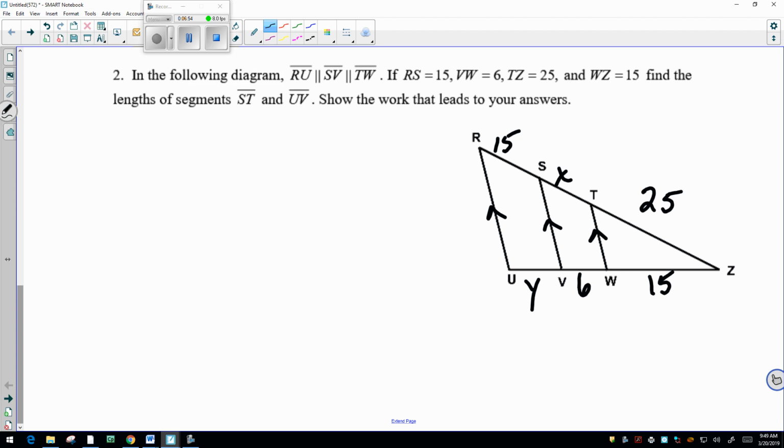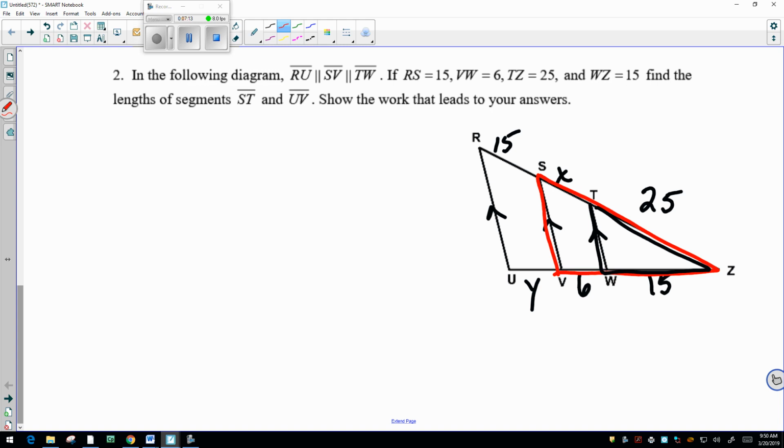I would probably take a look at my triangles and say, well, let's just take a look at this big triangle here. And then keep in mind we have this other little triangle that's within there. And now this problem becomes like the same thing that you just had up above, where now we can make proportions.